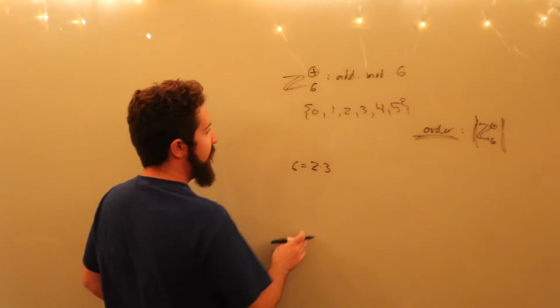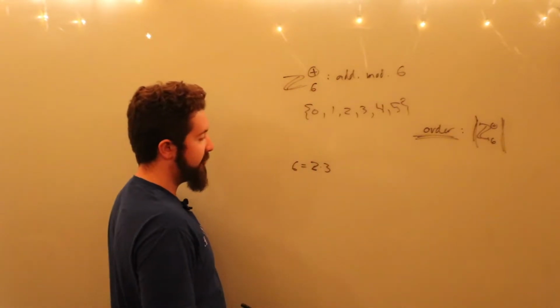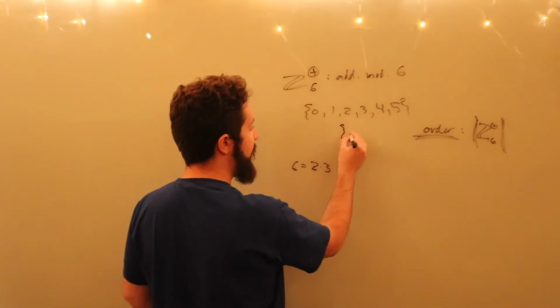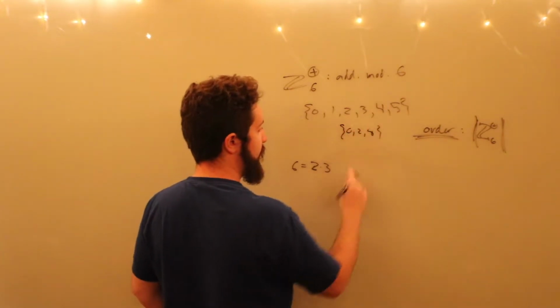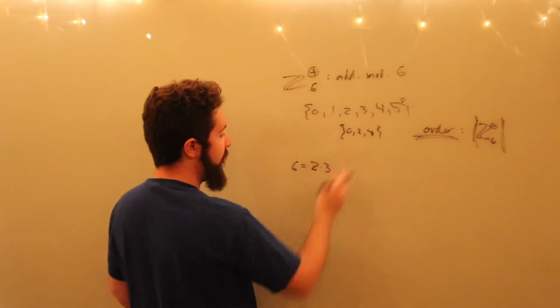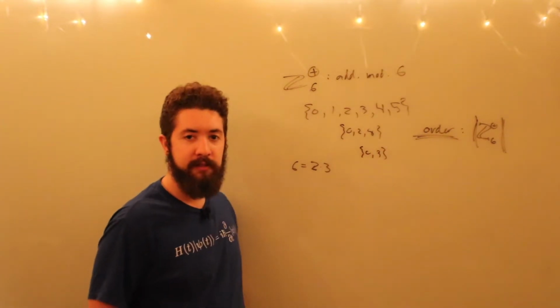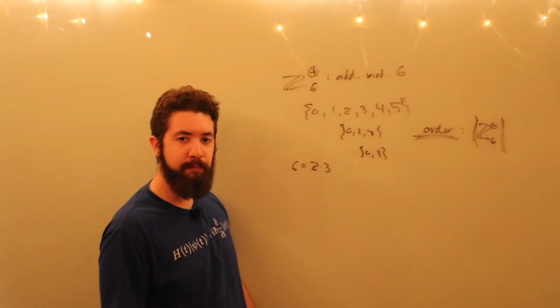Okay, well, the order of this group is 6, and 6 is divisible by 2 and 3. But if you'll notice, we had a subgroup with 3 elements and a subgroup with 2 elements. Is this a coincidence?